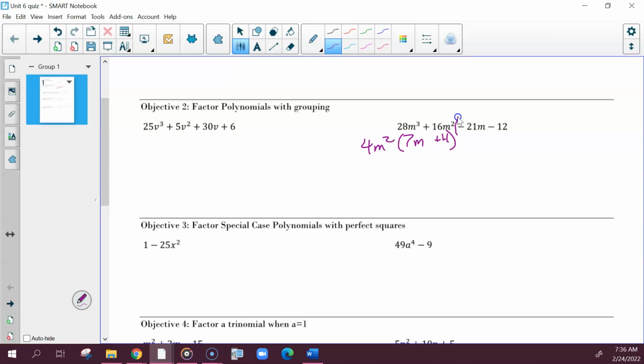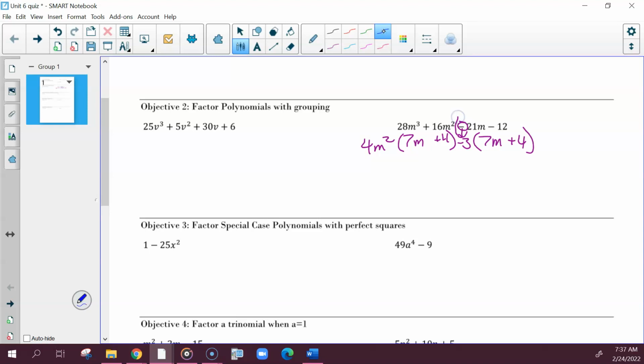And then we're going to do the same thing for the second set. What do these two have in common? -3, whatever this sign is, bring it down. They don't have an m in common, just -3. So if we divide out -3, what's left? 7m. This should be plus, because we're dividing out a negative.